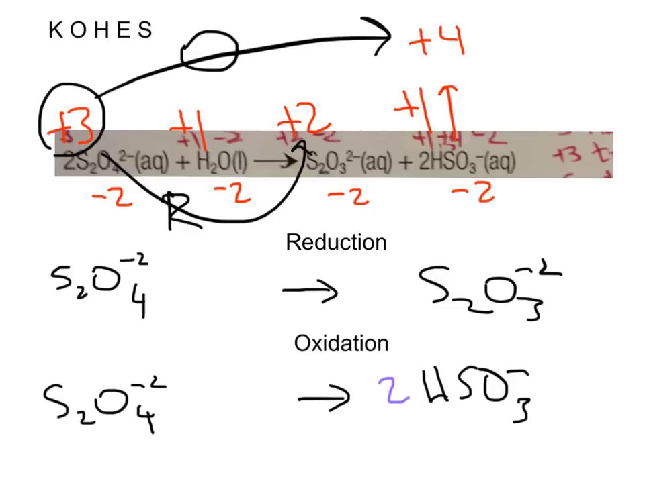So I've got 4 oxygens on the reduction reactant side and only 3 oxygens on the reduction product side. So I'm going to have to add a water molecule, H2O, and I'll just put a plus in there. Okay, so that means we've got 3 plus 1 oxygen is equal to 4.